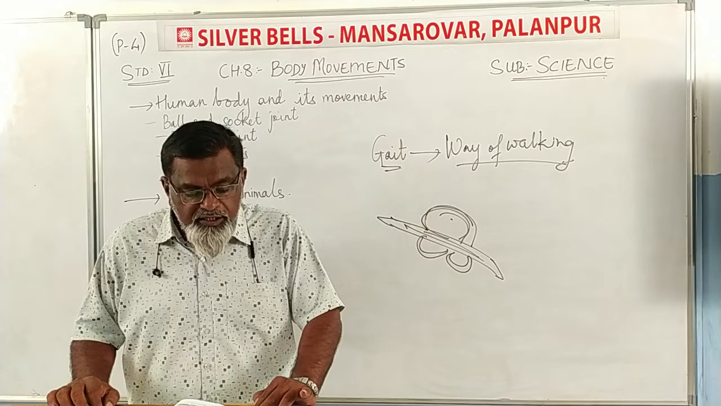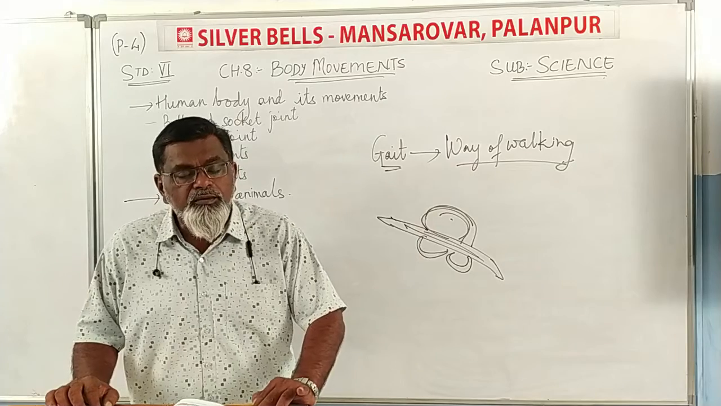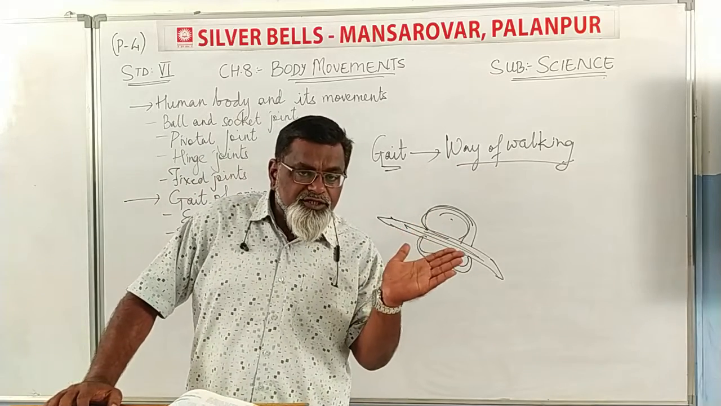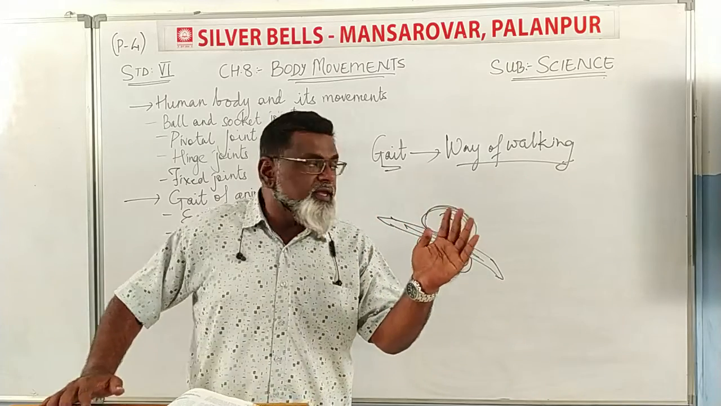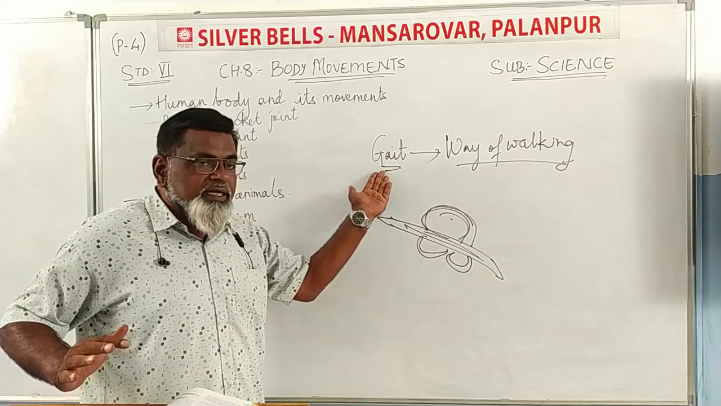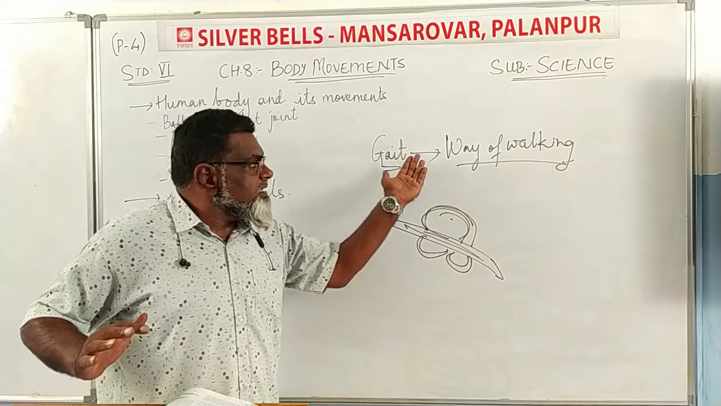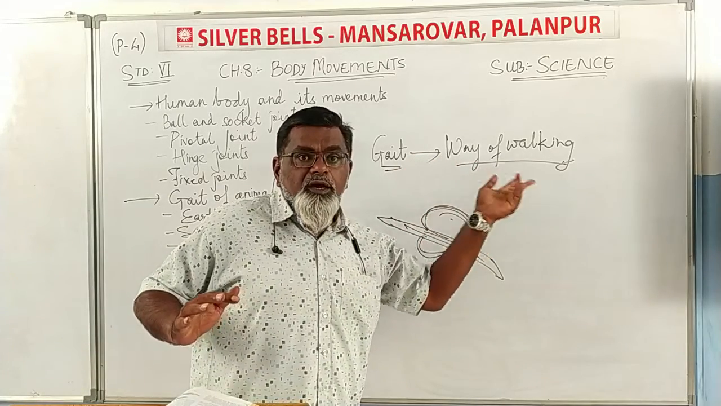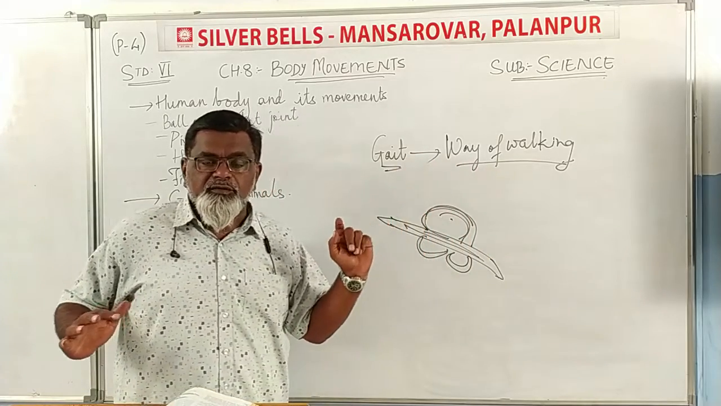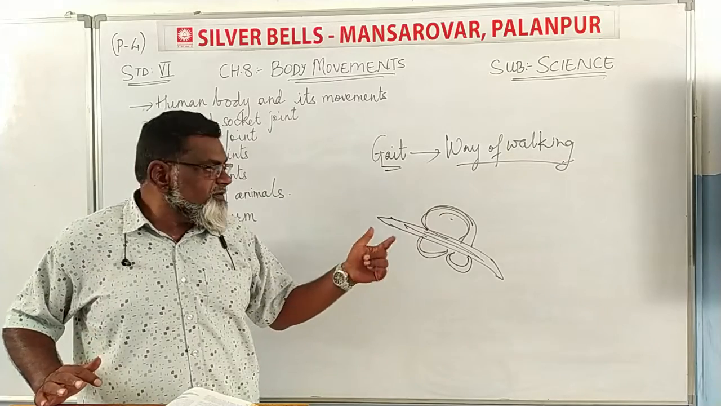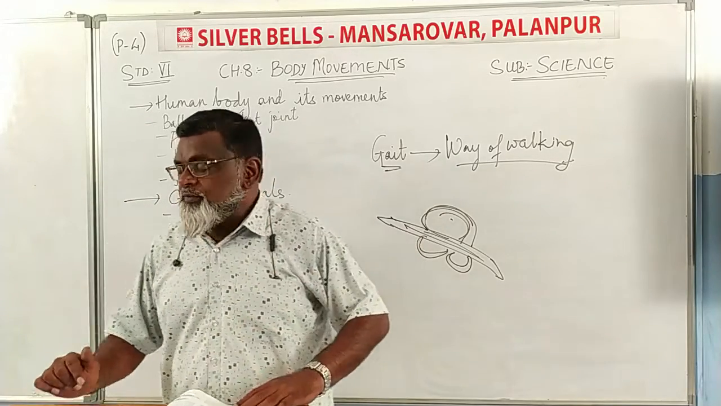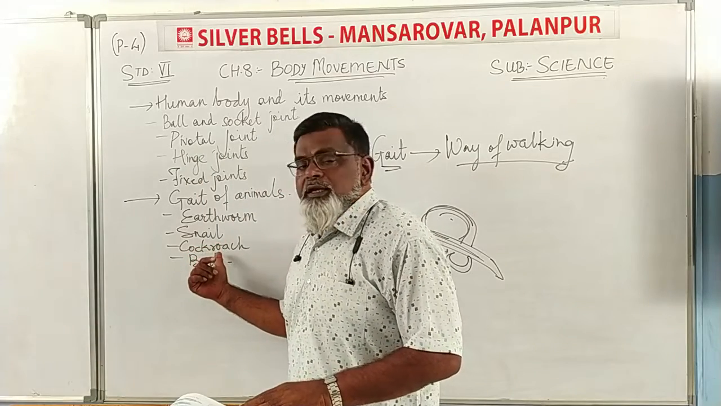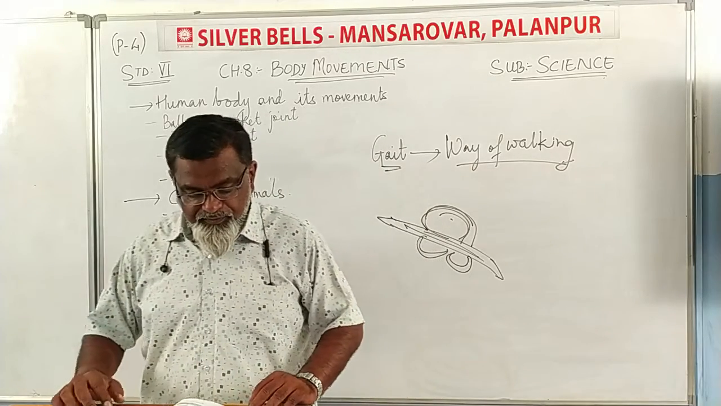Is the movement of a snail slow or fast as compared to an earthworm? Each and every animal has its own type of walking. As we have studied, the gait of an animal is its way of walking. The movement of an earthworm is different, the movement of a snail is also different.